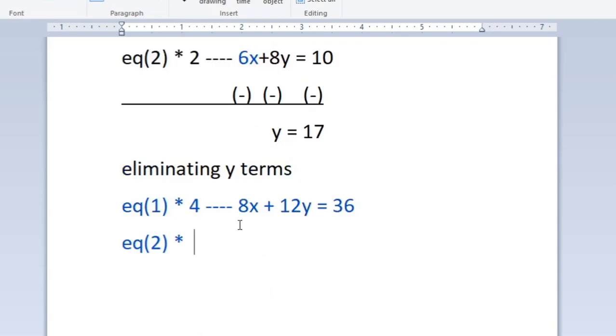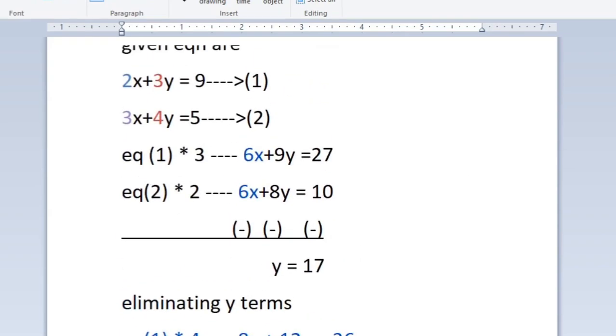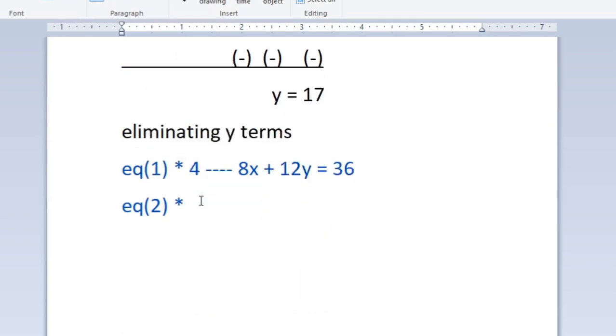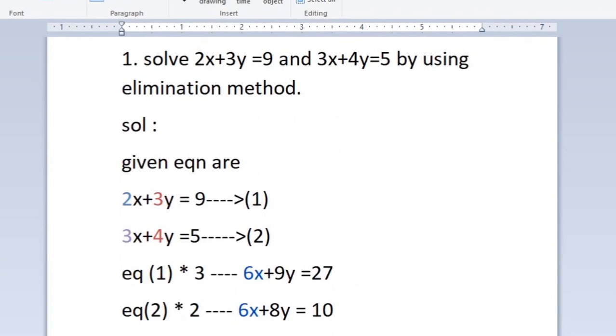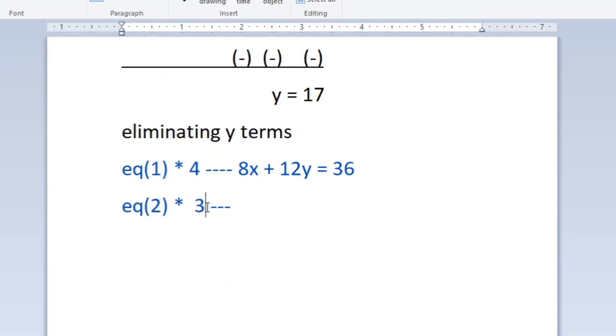Therefore, equation 2 is multiplied by the y coefficient of equation 1, which is 3. It gives, here in equation 2, the coefficient is 3. This 3 and this 3 are multiplied, then it becomes 9. The variable x, it becomes 9x.